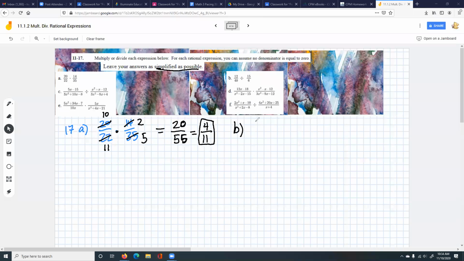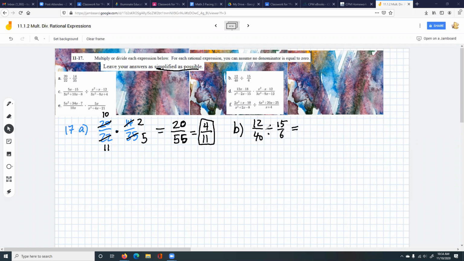B says 12/40 divided by 15/6. Okay, go ahead and change that to a multiplication problem while I check the chat box. Yeah, that's fine, Fernando. I got your message. You can go.